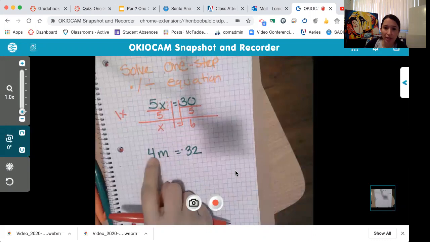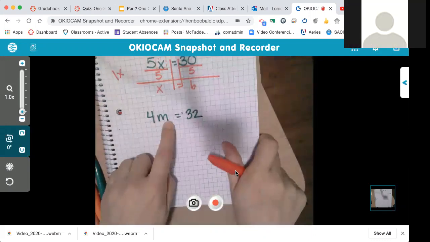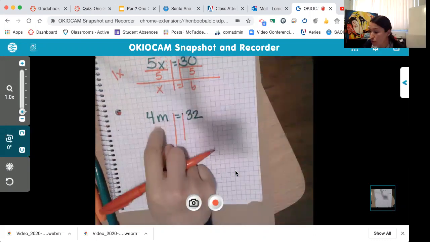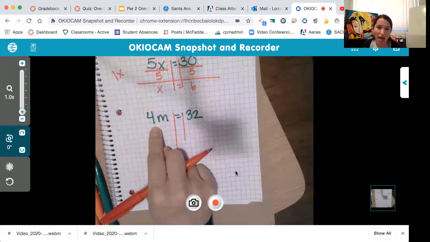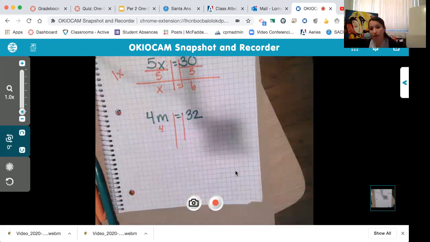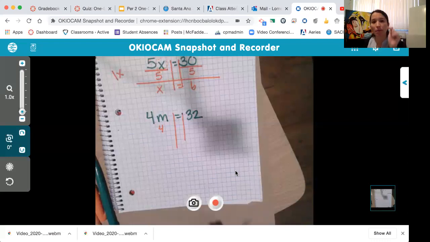Again, what does it mean when they're next to each other? It means to multiply, right? This means 4 times m. I want m by itself. So that means I've got to move this 4. It's in the way. How do I move it? Mathematically, how do I move it? Move it down. Okay. If I do this, do you think I'm going to give you credit for it? No. Divide. Yes, you have to tell me what you're doing.